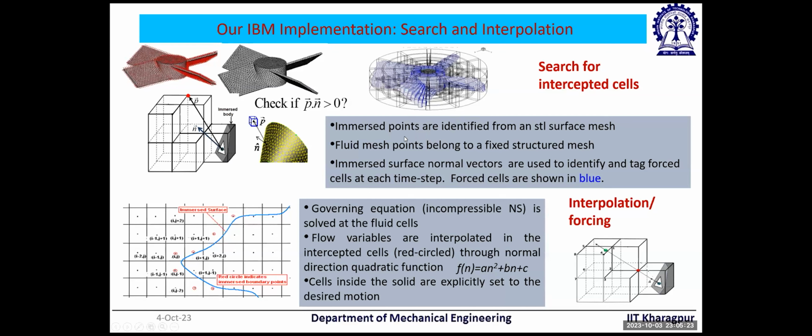One is the immersed points, the fluid mesh points, which points belong to the fluid domain and which points belong to the solid domain, and what are the cells which are being intercepted by the fluid domain. We identified those points and used a polynomial interpolation, second order polynomial interpolation, to explicitly set the velocity so that it satisfies the boundary condition over the surface while satisfying the outer domain fluid conditions, which are coming from solving of the equations.